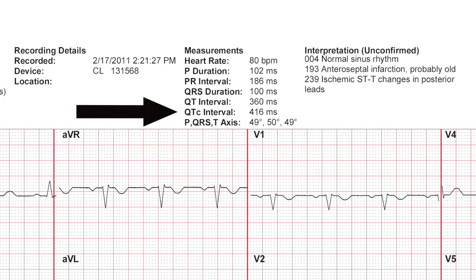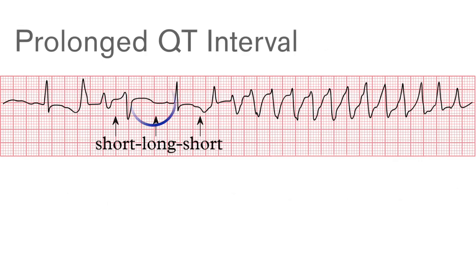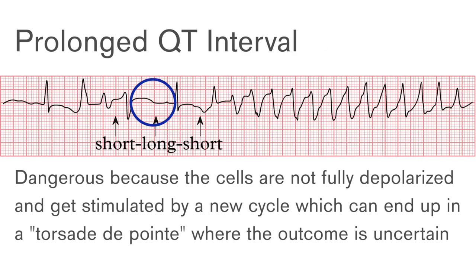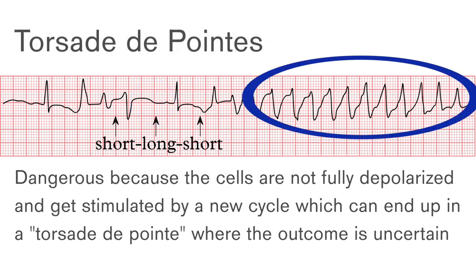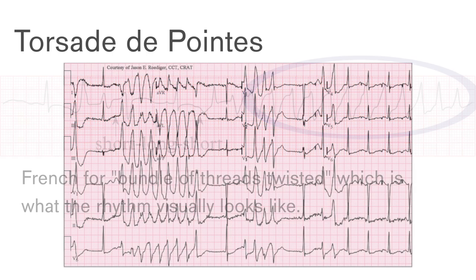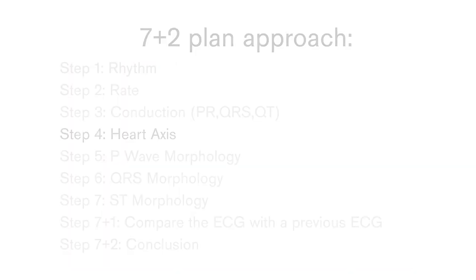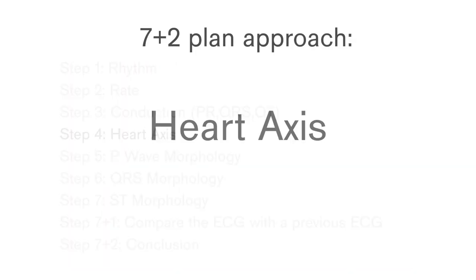A prolonged QT interval is dangerous because the cells are not fully repolarized and get stimulated by a new cycle, which can end up in a torsade de pointes, where the outcome is uncertain. Torsade de pointes is a French phrase for a bundle of threads twisted, which is what the rhythm visually looks like. This is another example of torsade de pointes. In the next section, we'll cover the heart axis.